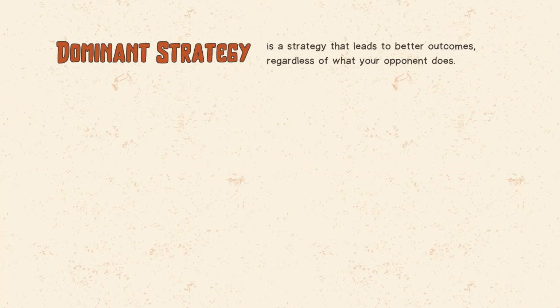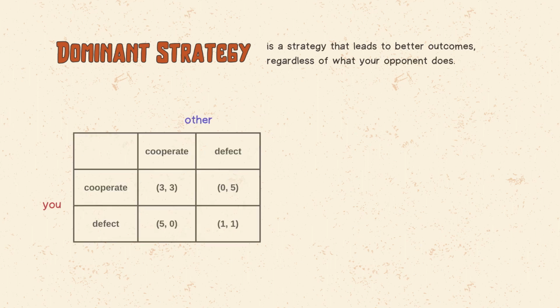A dominant strategy is a strategy that leads to better outcomes, the choices that always outshine the others, regardless of what the other player does. For example, suppose you and your friend are playing a game where you can either cooperate or defect, and they can also choose to cooperate or defect. If you both cooperate, in this matrix you can see the overlapped cell is the outcome for both players, so you each get 3 points. If you both defect, you each get 1 point. If one cooperates and the other defects, the cooperator gets 0 points and the defector gets 5 points.